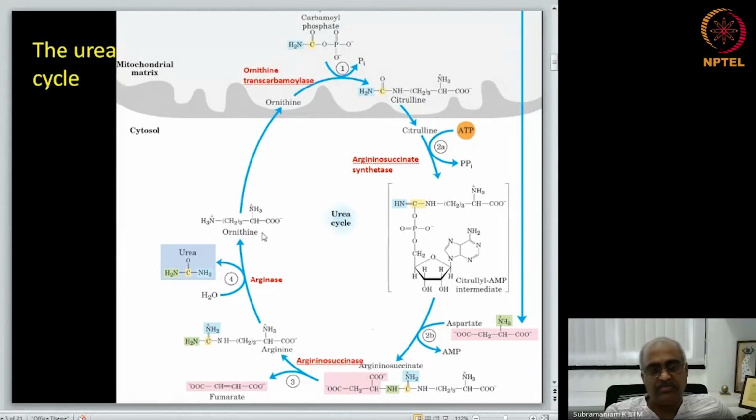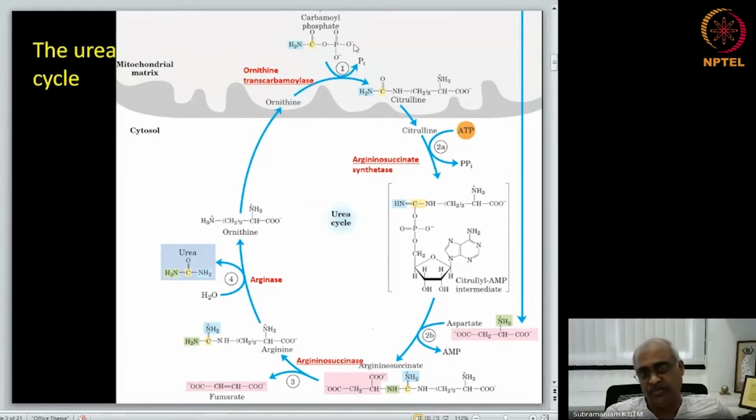It's not encoded by any of the triplet codons. So this, it's somewhat like lysine, just 1 carbon less. Otherwise, it is actually lysine. So then the ornithine again combined with carbamyl phosphate, and the reaction goes on. So you have one reaction, this carbamyl phosphate formation, and then this ornithine transcarbamylase, which transfers this carbamyl group to ornithine.